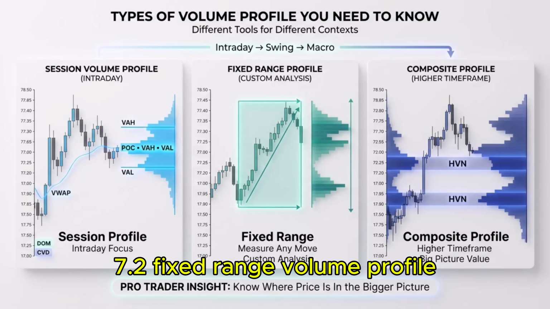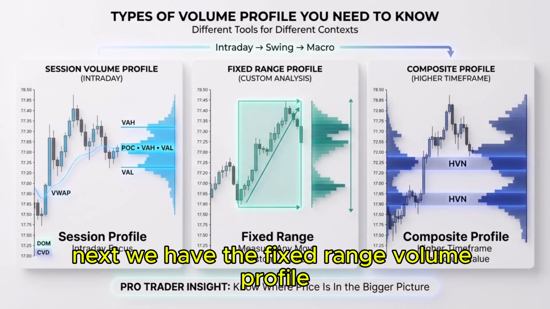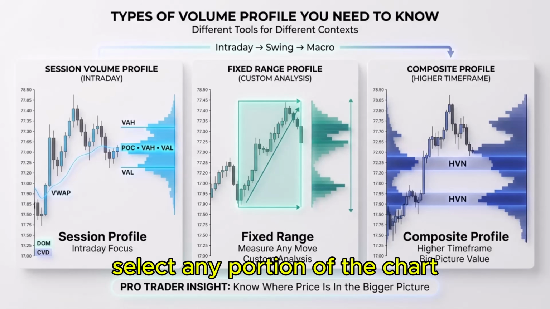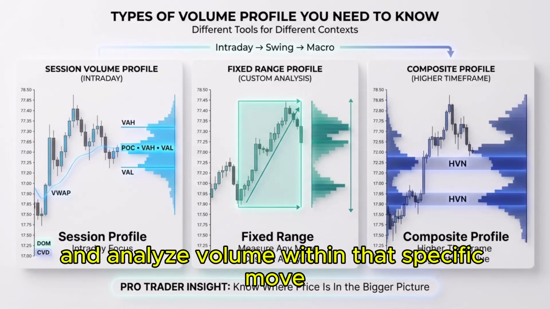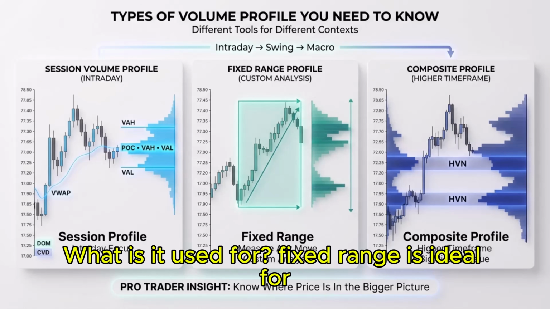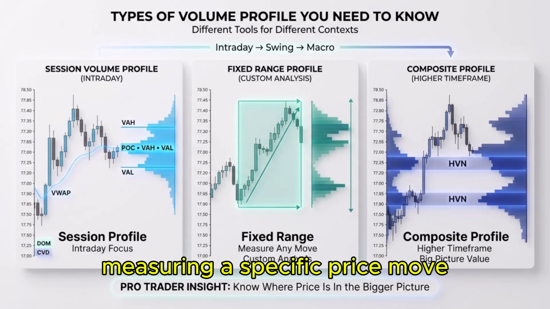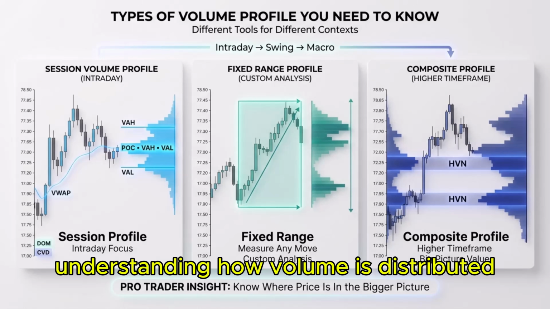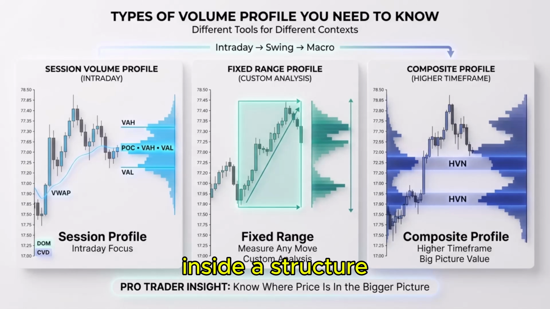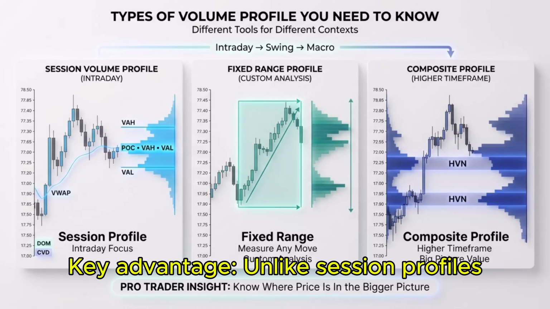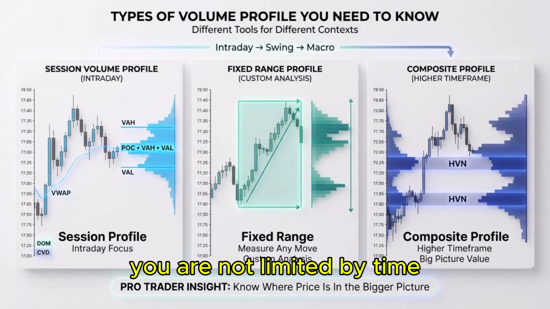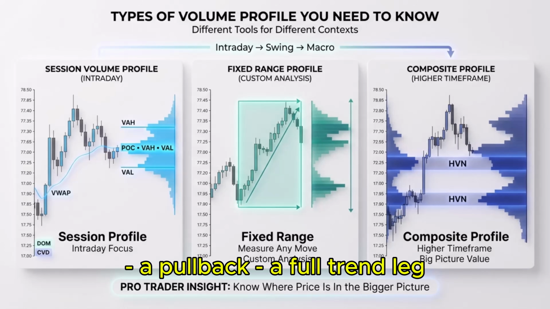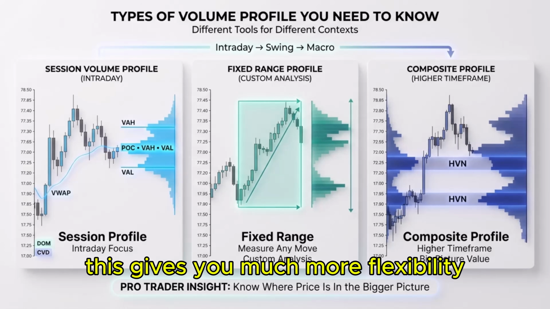7.2 Fixed range volume profile. Next, we have the fixed range volume profile. This allows you to manually select any portion of the chart and analyze volume within that specific move. What is it used for? Fixed range is ideal for measuring a specific price move, analyzing a consolidation range, breaking down a swing leg, understanding how volume is distributed inside a structure. Key advantage: unlike session profiles, you are not limited by time. You can measure exactly what you want: a breakout, a pullback, a full trend leg. This gives you much more flexibility.